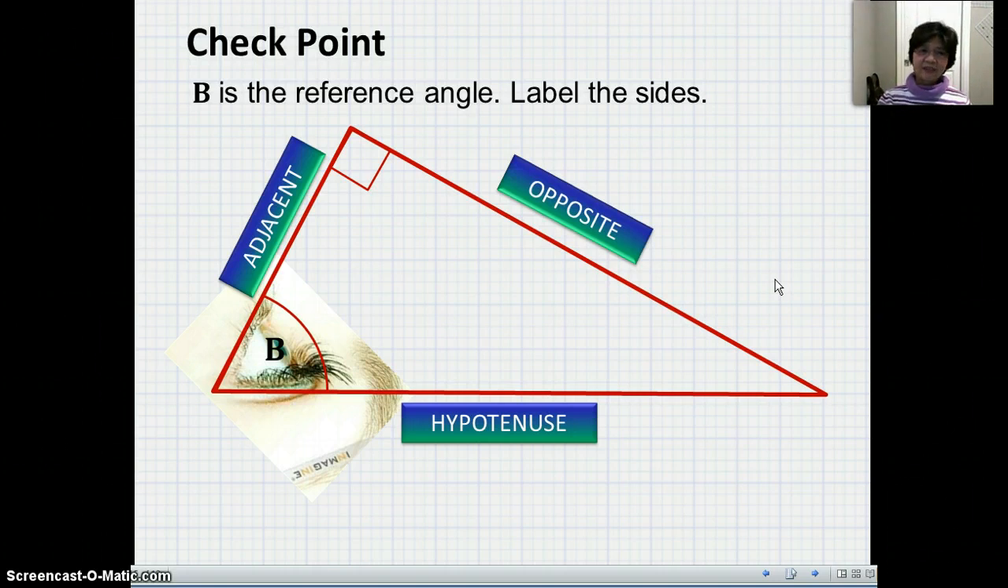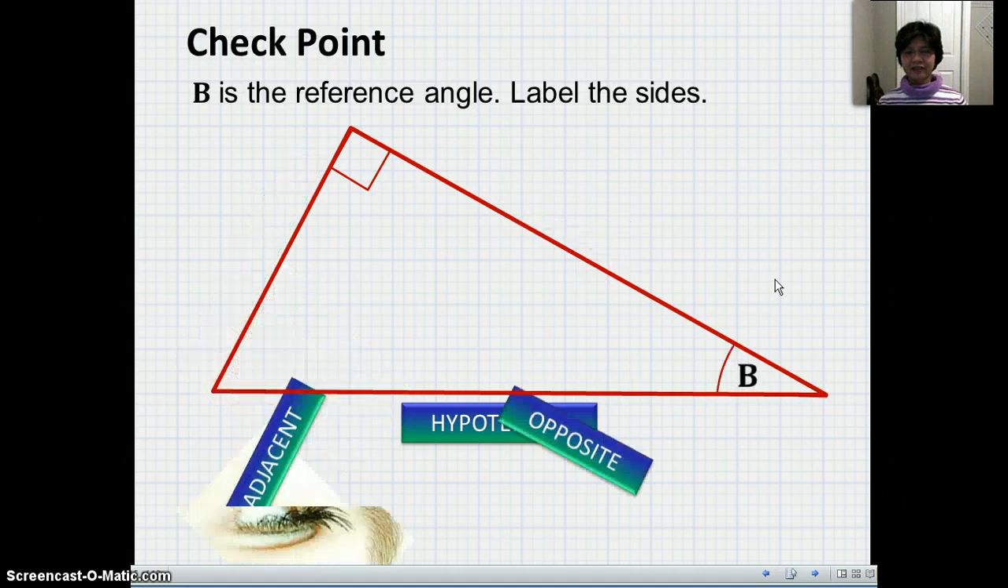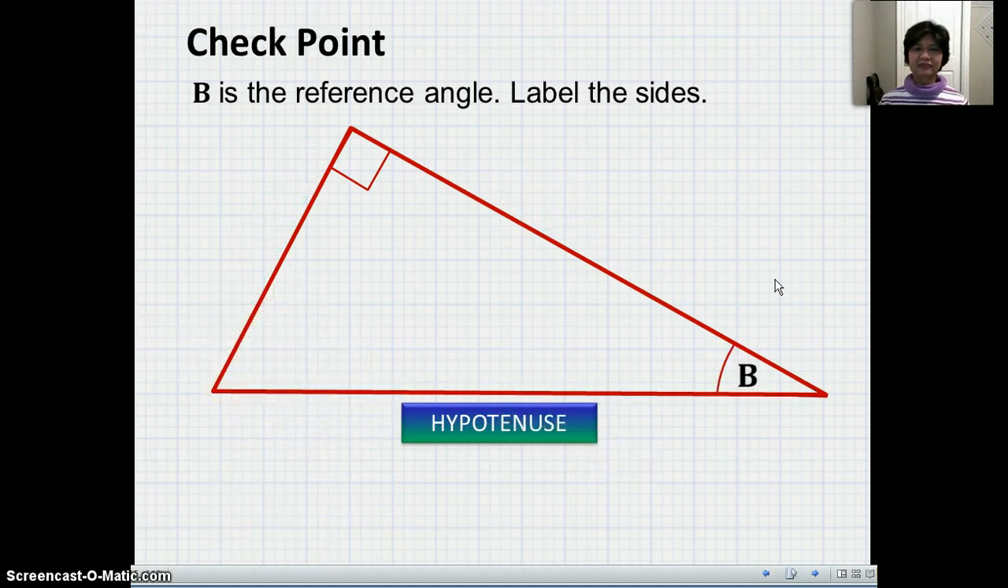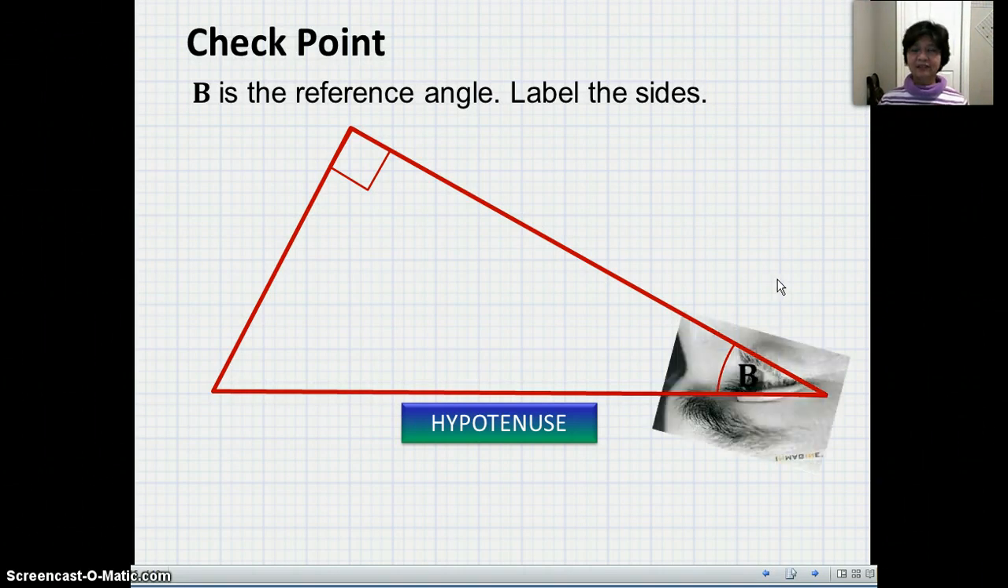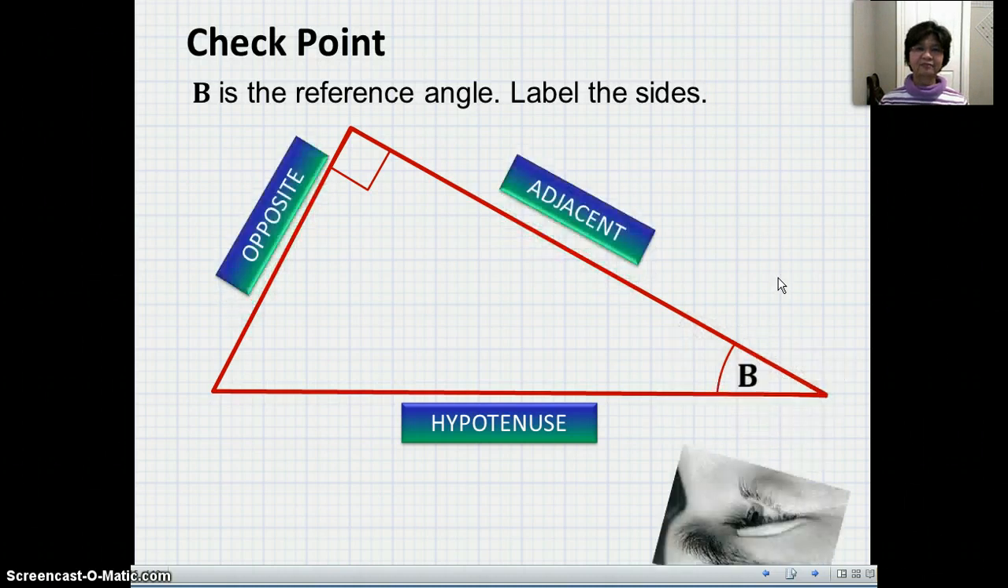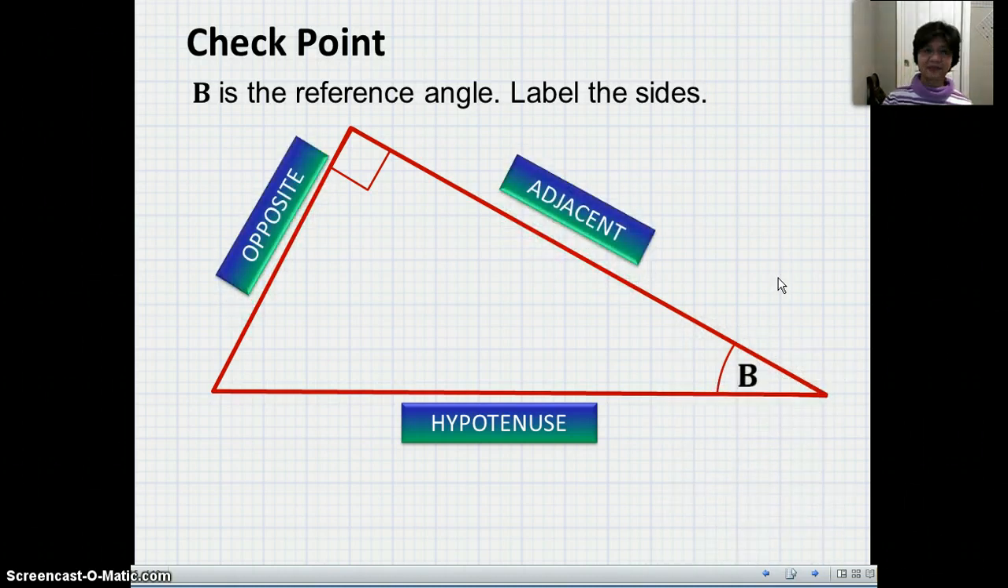Suppose we change the reference angle, we move it to the other side. Then opposite will be not opposite anymore, and the same thing with adjacent. Superimpose an eye, eyelid on the longer side, and we're done. So that's simple.